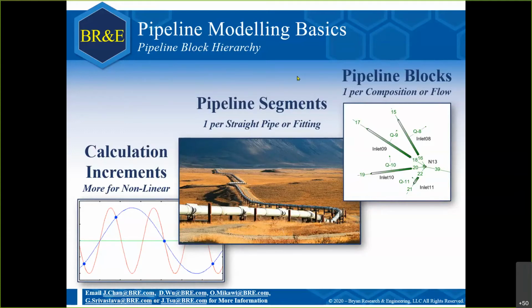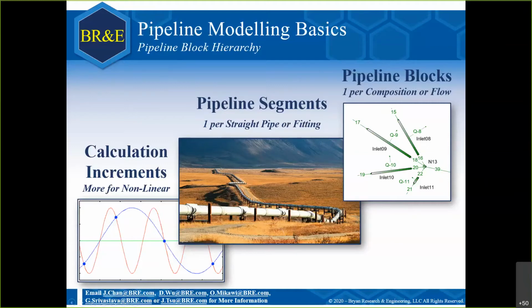flow or compositional change. So for example, stream 15 and stream 17 in this image have two different compositions of flows, so they have their own individual pipelines. And after they mix, obviously the flow and composition would change. So flow on stream 39, you expect another pipe.